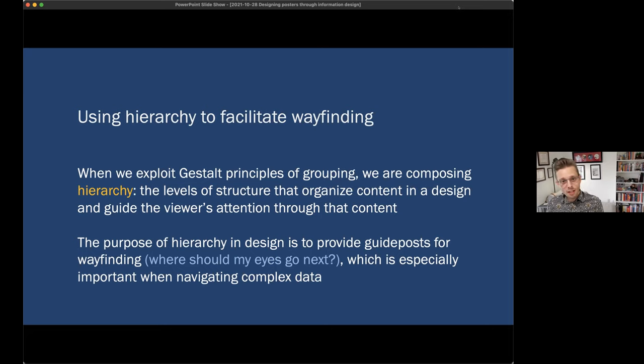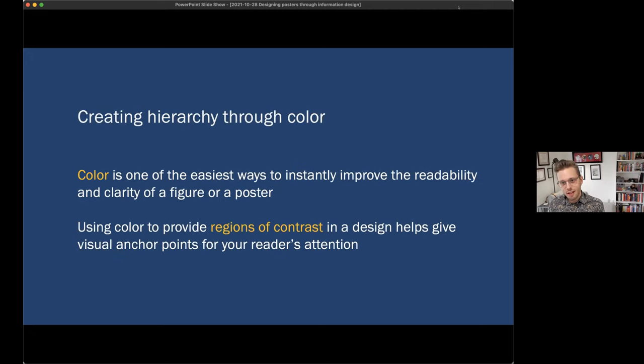And this is really important because in the sciences, we're often working with extremely complex data. And so hierarchy can be a way of building wayfinding into how to navigate through that complex information. So I want to talk about two ways of creating hierarchy in a poster or a figure. And I want to start with color, because color is one of the easiest ways to instantly improve the readability and clarity of a figure or a poster.